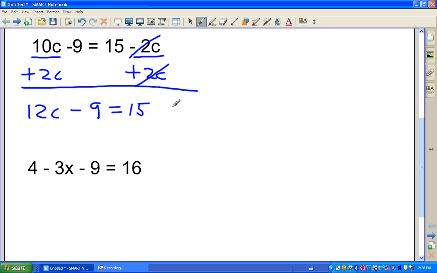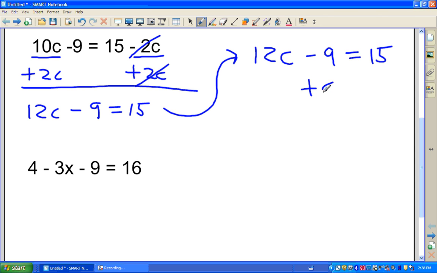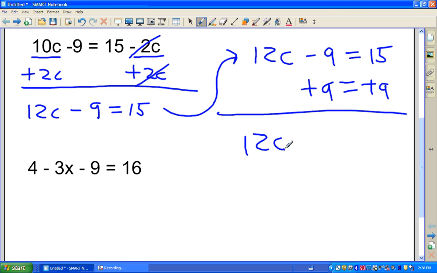Now, how do I get rid of that minus 9? I'm going to rewrite it over here: 12c minus 9 equals 15. To get rid of that minus 9, I think I'm going to add 9 to both sides. Now what I'm going to get here is the 12c stays by itself. These cancel. 15 plus 9 looks like it gives me 24.